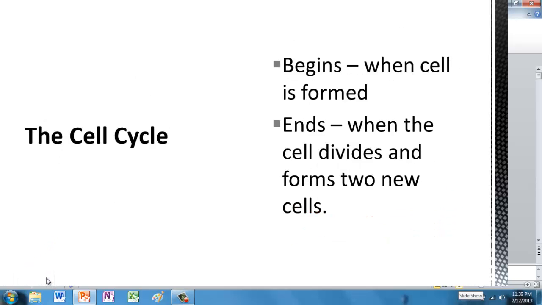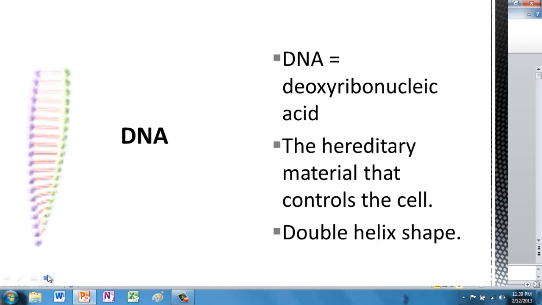The life cycle of the cell begins when the cell is formed, and it ends when the cell divides and forms two new cells. So that's a little bit different than humans. Our life cycle ends when we die and we are no more. But a cell's life cycle ends when it divides and forms two new cells. And we're going to see how this happens.